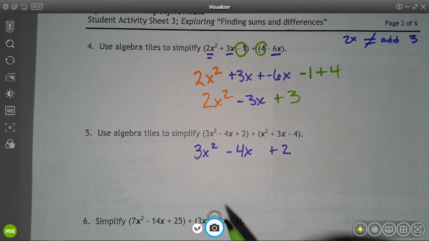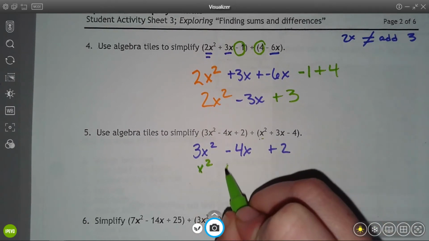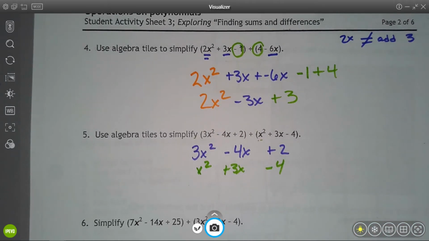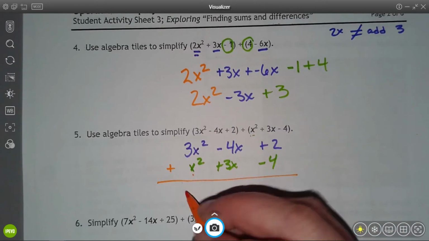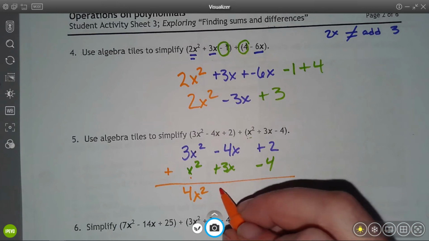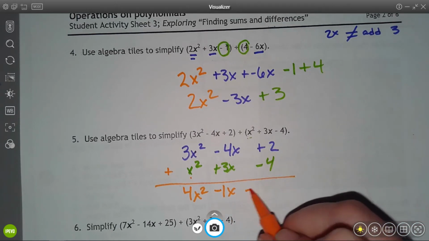So I'm going to say x squared plus 3x minus 4. And we can go ahead and add these two lines together. 3 plus 1 is 4x squared. Negative 4 plus 3 is negative 1x. And 2 plus negative 4 is negative 2.